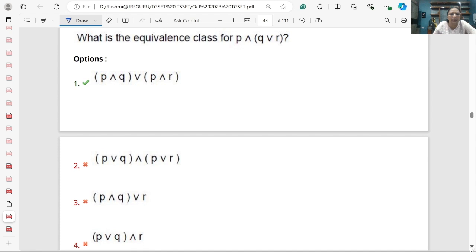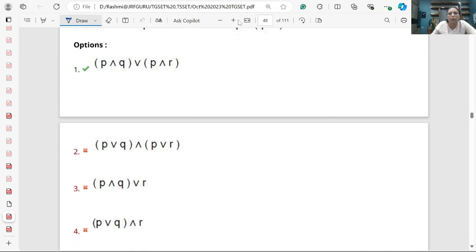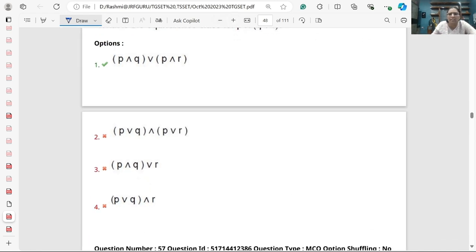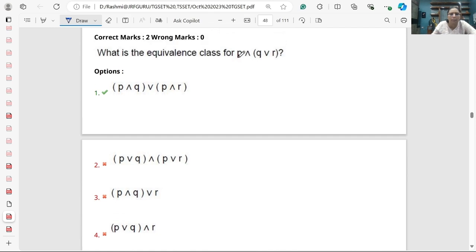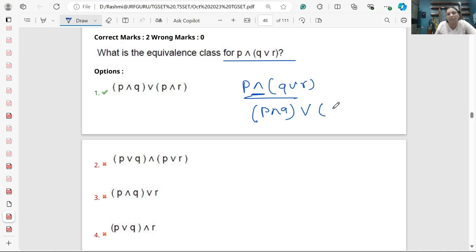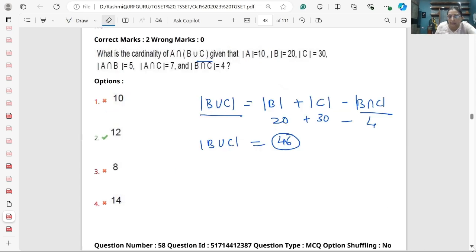Now, which is the equivalent of this proposition? Simply we have to perform the distribution of AND over the OR. So what can I write? P and Q, P conjunction Q, disjunction P conjunction R. Option 1 is the correct answer.